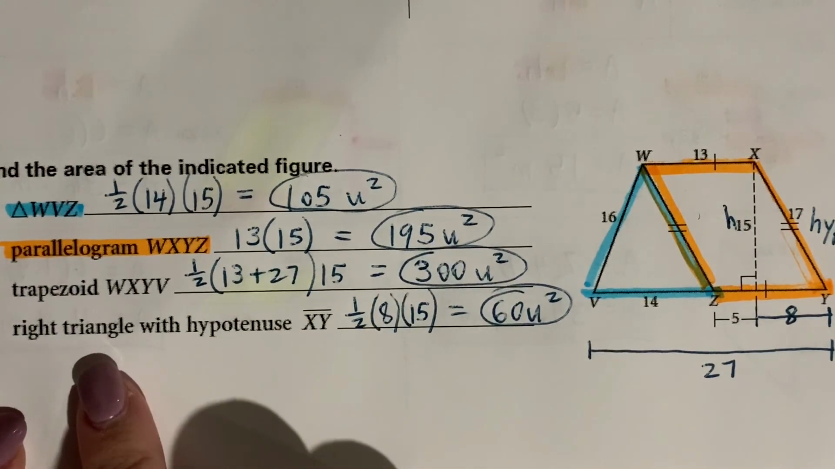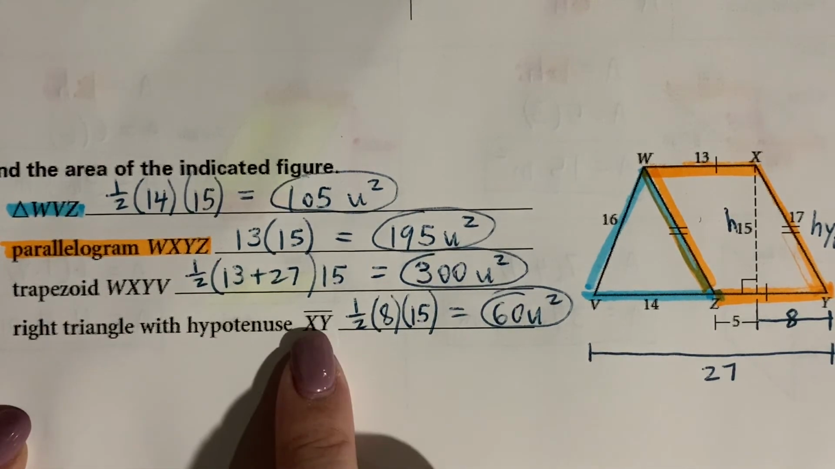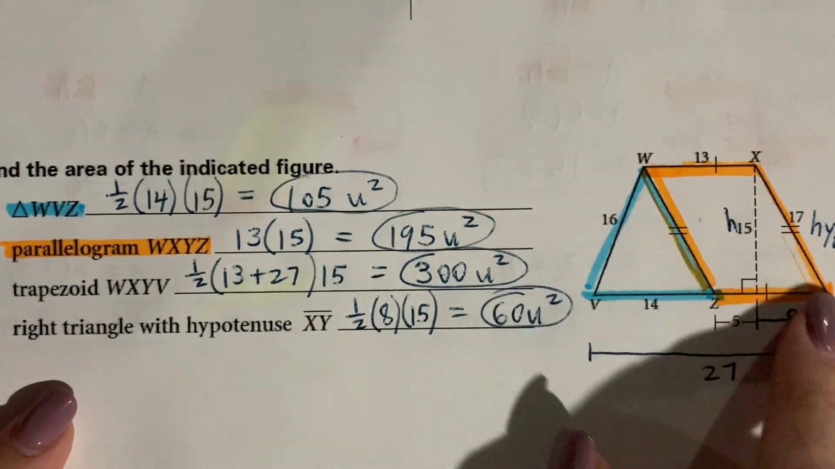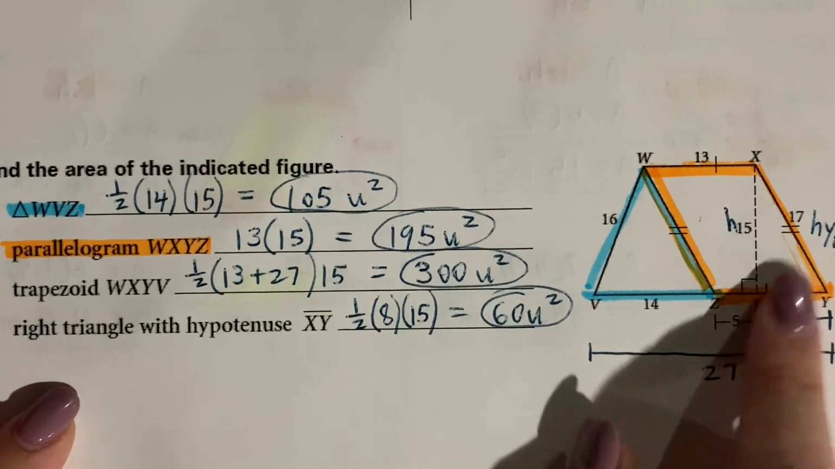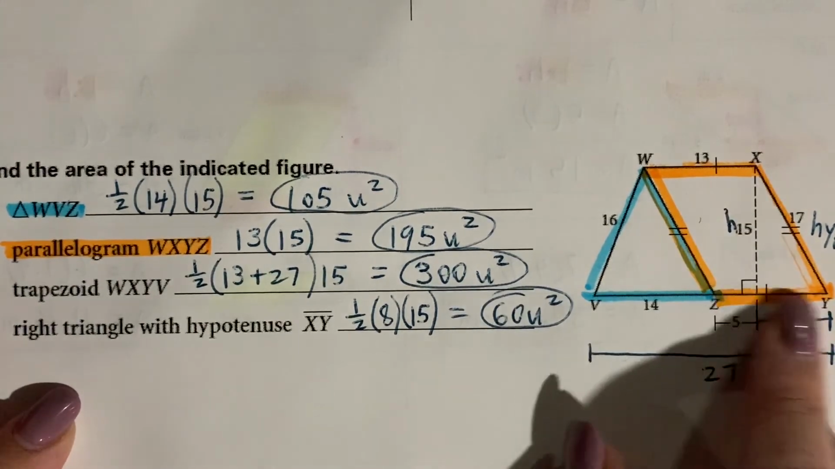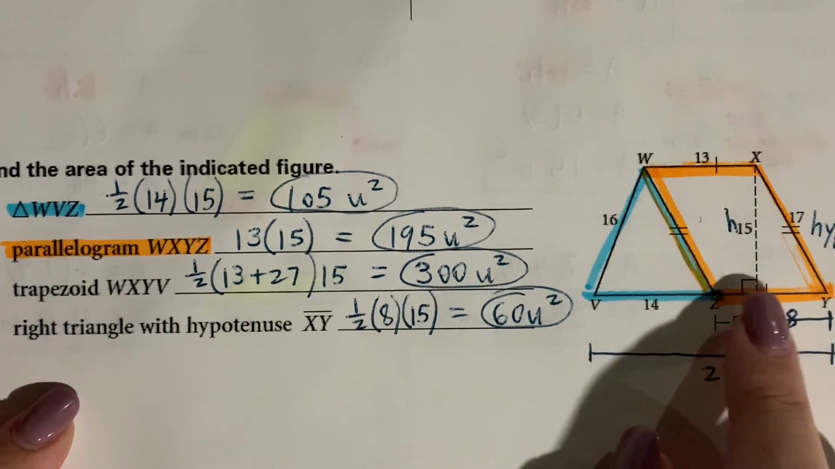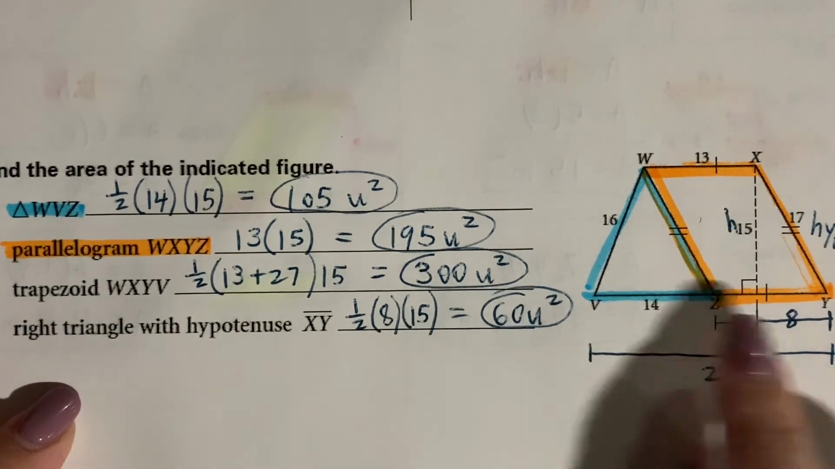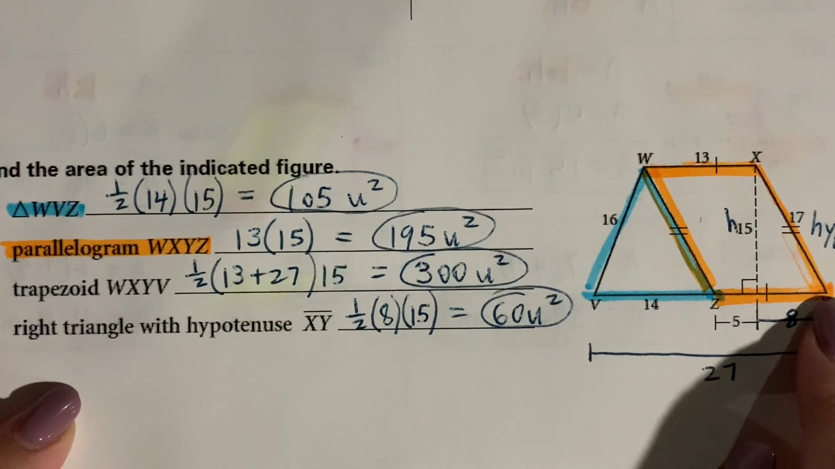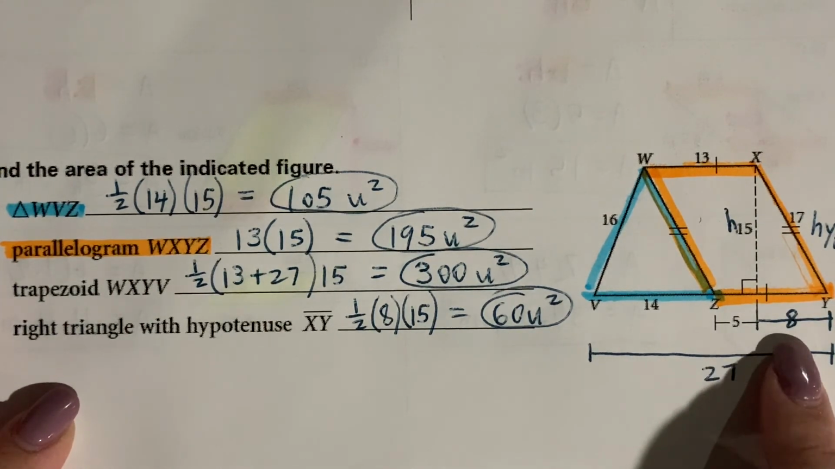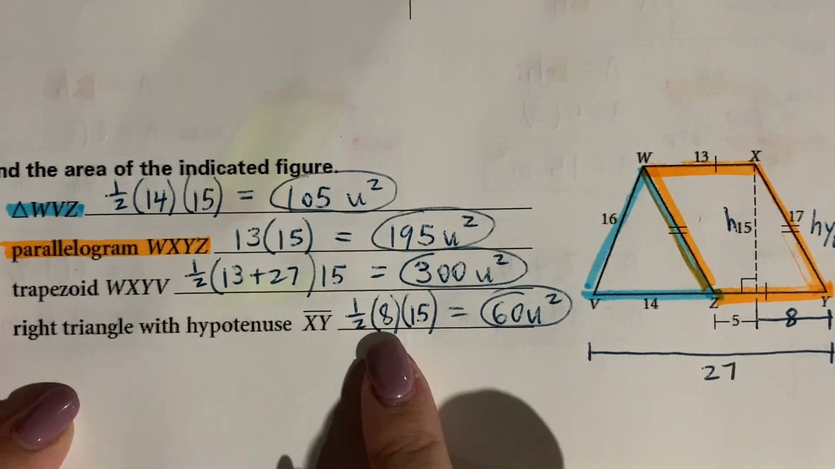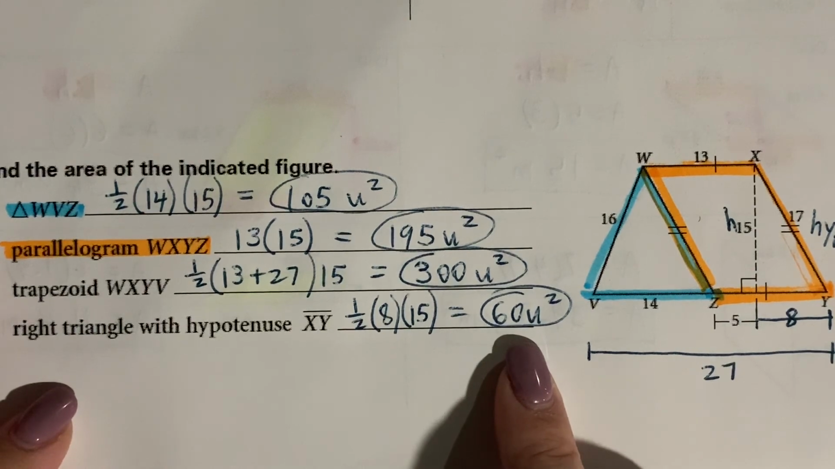And then the very last piece was the right triangle with hypotenuse XY. It has the side XY, and here's the side XY, so I labeled it as the hypotenuse. Here's the right triangle we're talking about. In a triangle, we do 1/2 base times height. So my height is 15. And my base here, I mentioned that if the whole way across this parallelogram is 13, and we do 13 minus 5, then we would get 8. So my base for this right triangle right here is 8. So I'm doing 1/2 times 8 times 15, and I get 60 square units.